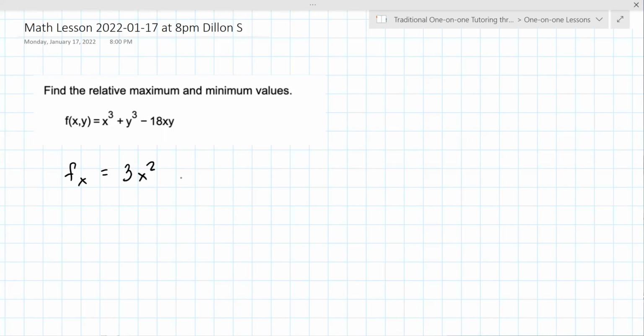So that's fx = 3x squared plus 0 minus 18y. And then you also have to find fy, which is really similar. It's 3y squared minus 18x. Okay, and then here's where it gets a little bit more challenging. We will actually need fxx at some point, and potentially fxy. I'm sorry, and fyy. So we might as well get them now.